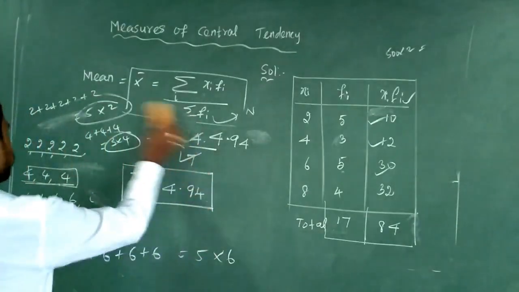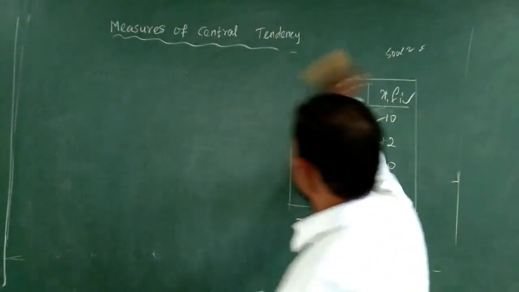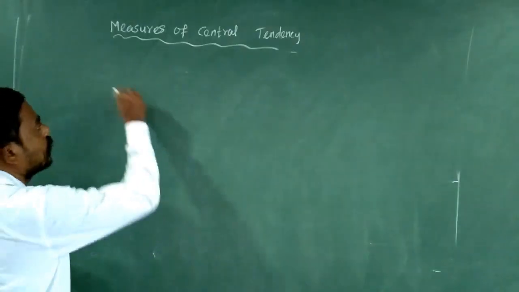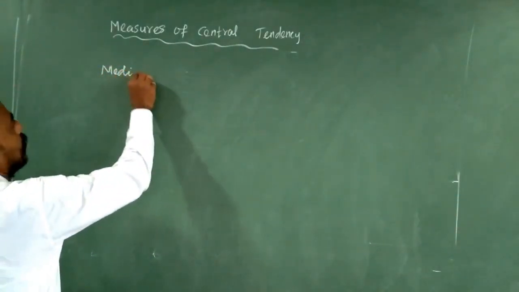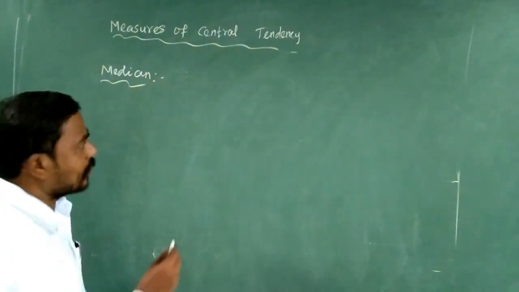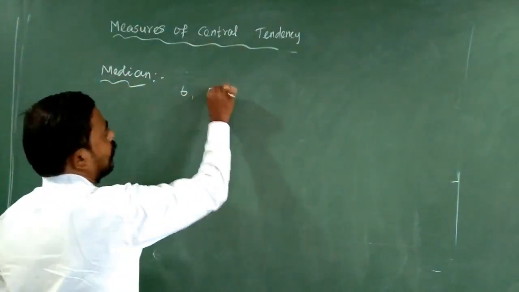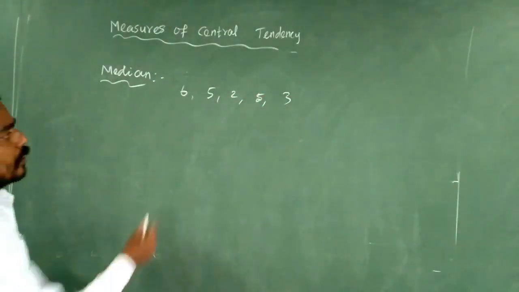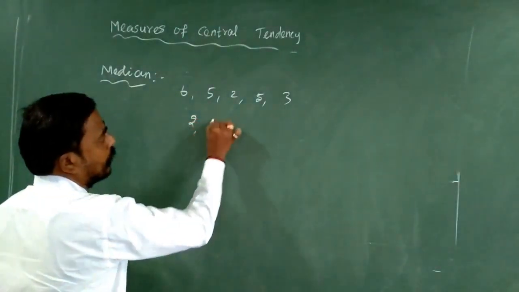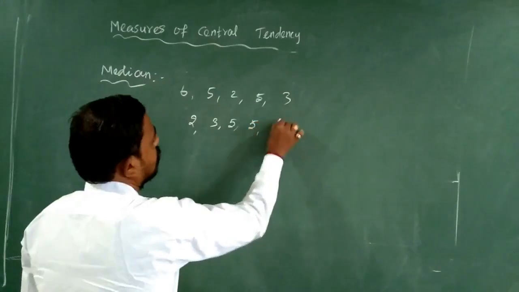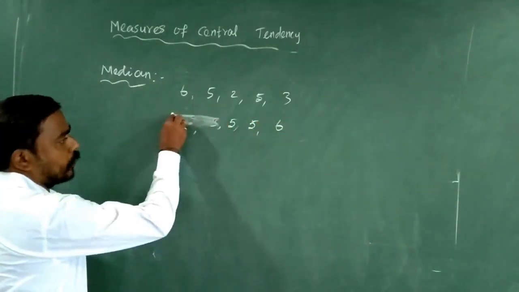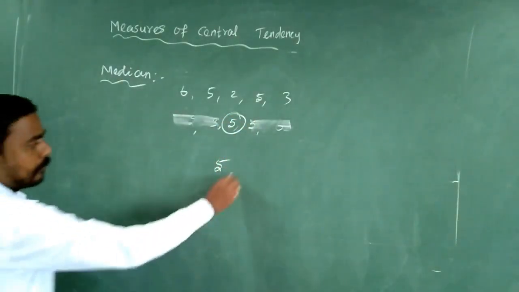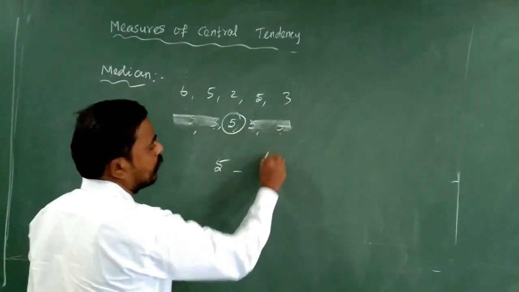Right. Now we are going to discuss median. Easily you can observe this thing. Median: data is given 6, 5, 2, 5, 3. Now write it in either descending or ascending order. 1, 2, 3, 4, 5 data. So 2, 3, 5, 5, 6. Remove the first two terms and the last two terms. This middle term is the median. So the third term, this one, 1, 2, 3, 4, 5. So the third term.